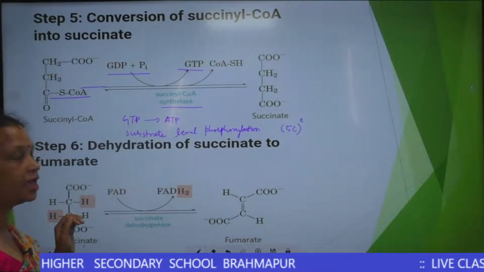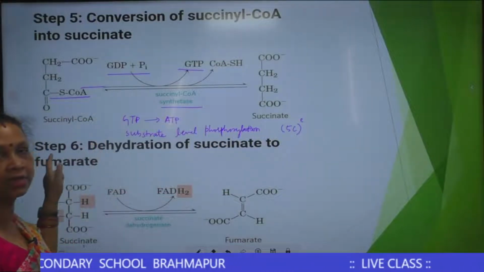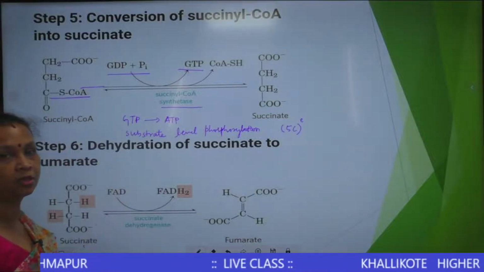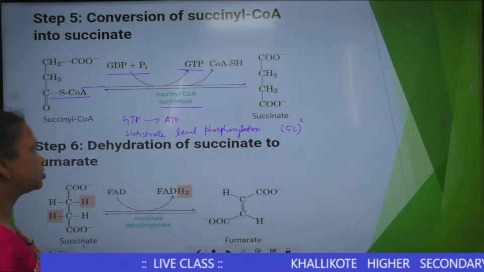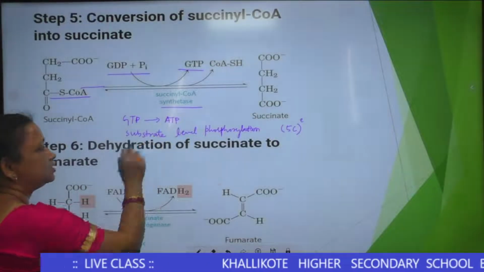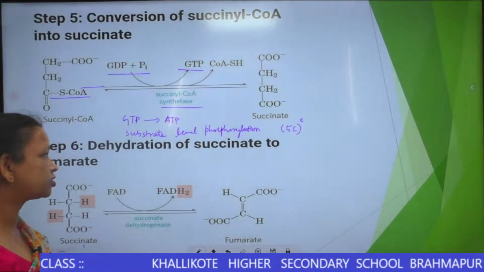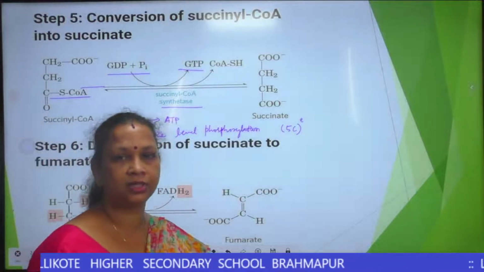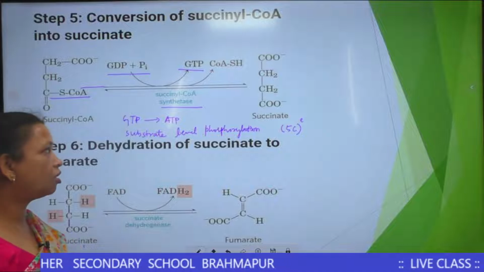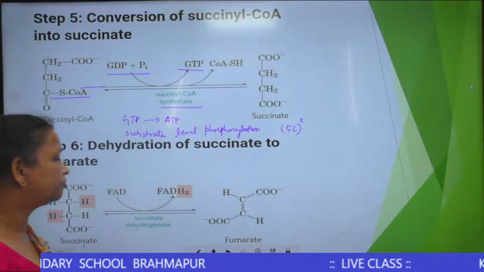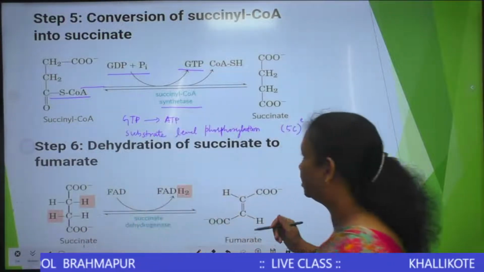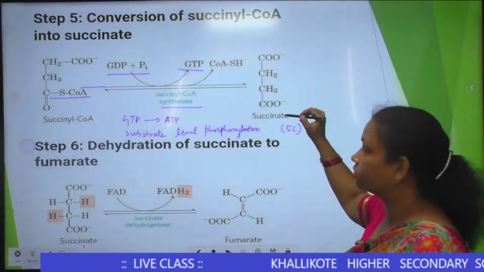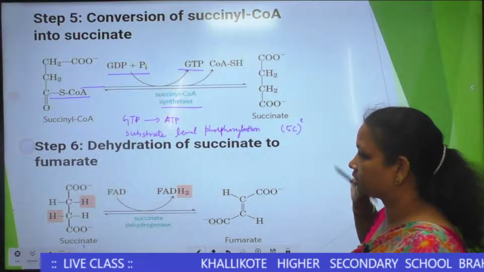So, here the energy is obtained by the breakdown of a compound and a GTP molecule can be synthesized. This GTP molecule is the result of substrate level phosphorylation and this GTP is later on converted into one molecule of ATP. So, what we get as the product is a 4-carbon acid which is succinate. So, this molecule is succinate.